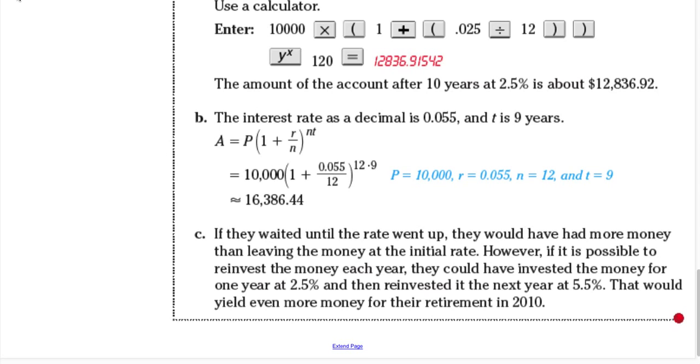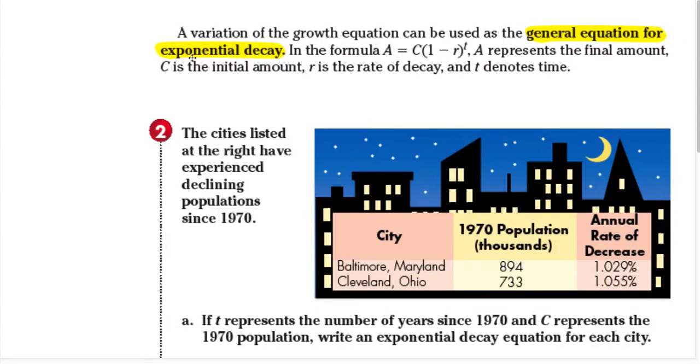Let's take a look at the next concept in this lesson. We talk about exponential decay. We talked about growth. Now let's talk about exponential decay. So the variation of the growth equation can be used as a general equation for exponential decay. And this is the formula for exponential decay. Memorize this: A equals C times the quantity 1 minus R raised to the T. Again, instead of a plus, this is a minus sign, which indicates exponential decay.